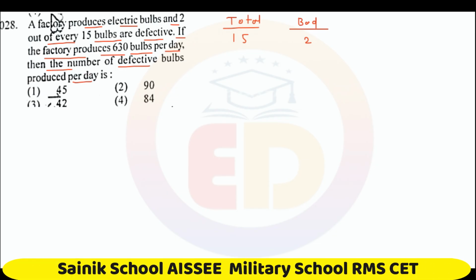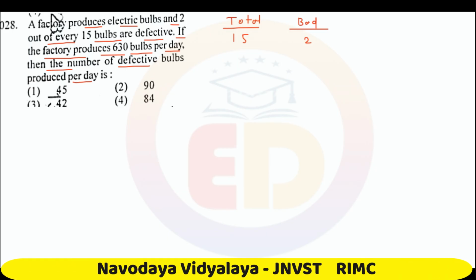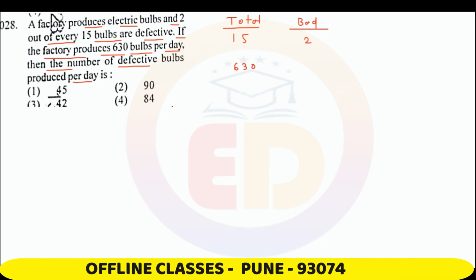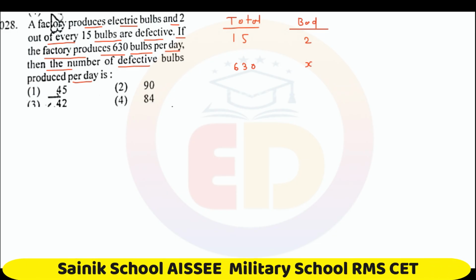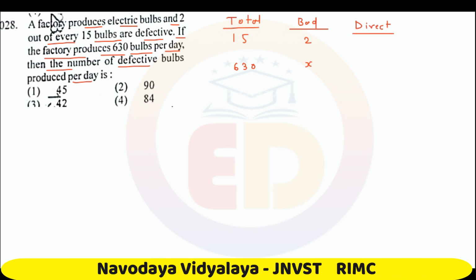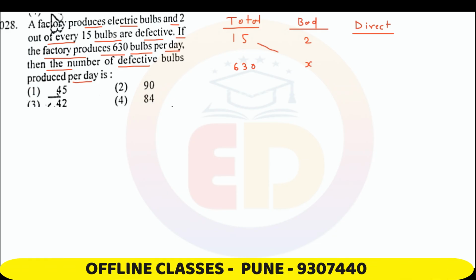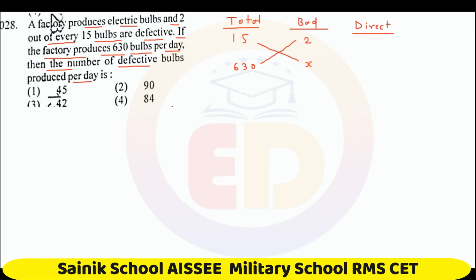So you got a ratio of total bulbs and bad bulbs. And the question says, if the factory is producing 630 bulbs, how many will be bad? Let us assume X bulbs will be bad or defective. This is a question of direct variation, and for questions of direct variation, you cross multiply. A very simple question, and we have done many questions like this in the class.